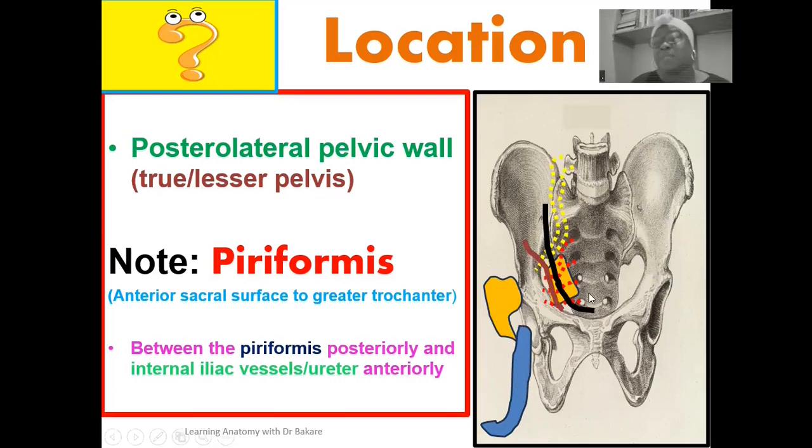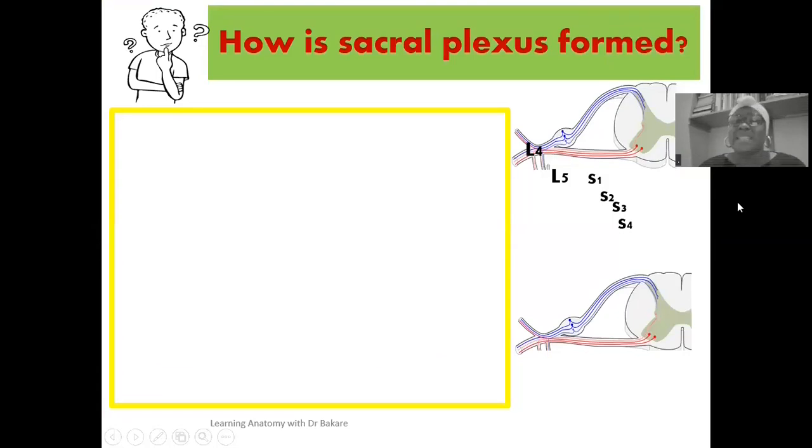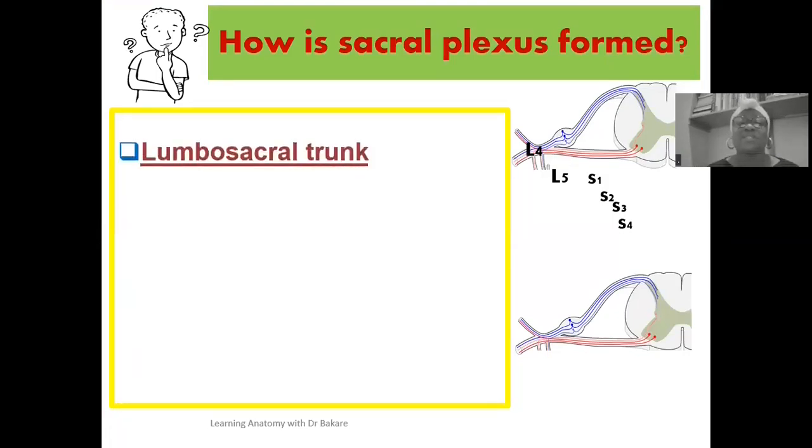So this is what is presented here in this image, and it's good for us to be able to establish the relations that it has with these structures. So let's dive in to establish how the sacral plexus is formed. We say that the sacral plexus has two contributions: the lumbosacral trunk and also the sacral nerves.